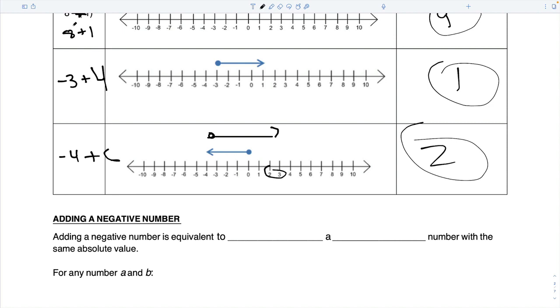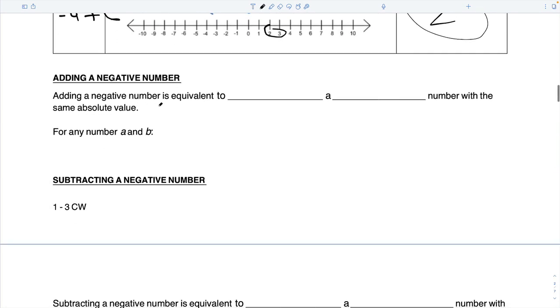Okay, last bit of notes. Adding a negative number. We're going to get a little algebra-y, meaning this is going to kind of look confusing. You still need to know it, though, because it's got to sit in the back of your head if you see an algebra-type problem on a test. Adding a negative number is equivalent to subtracting a positive.